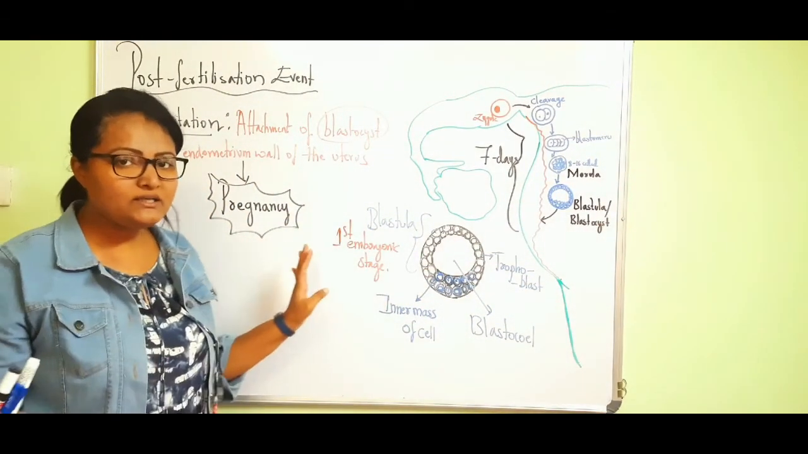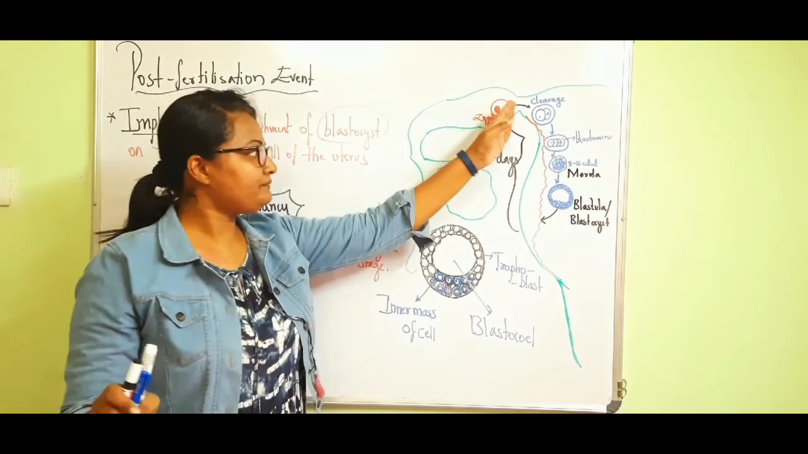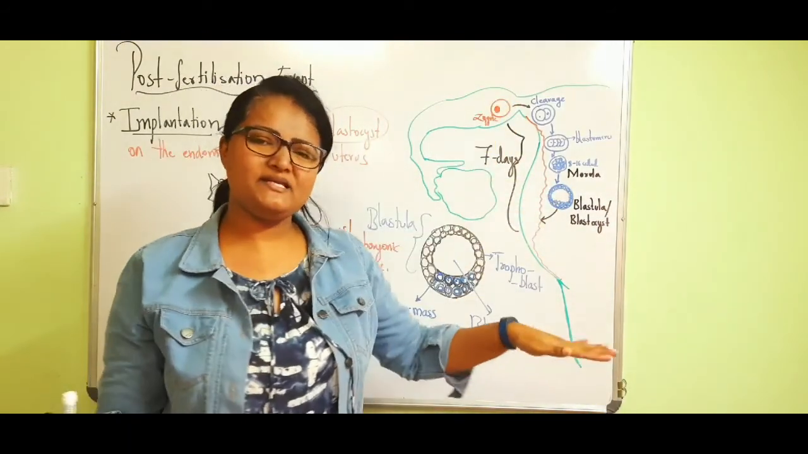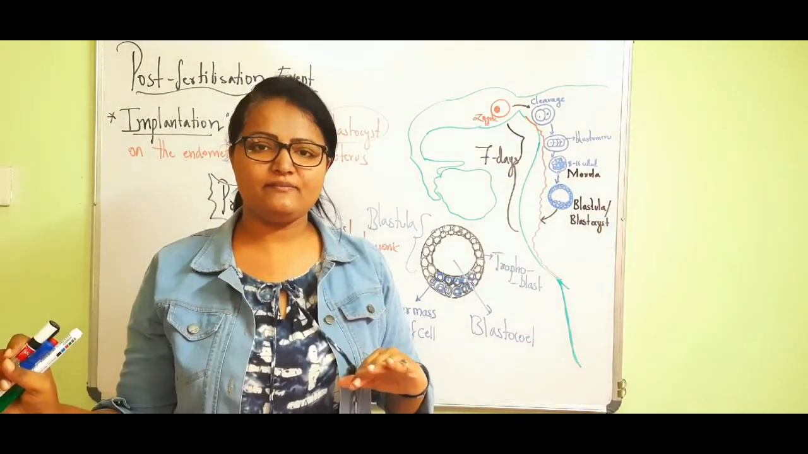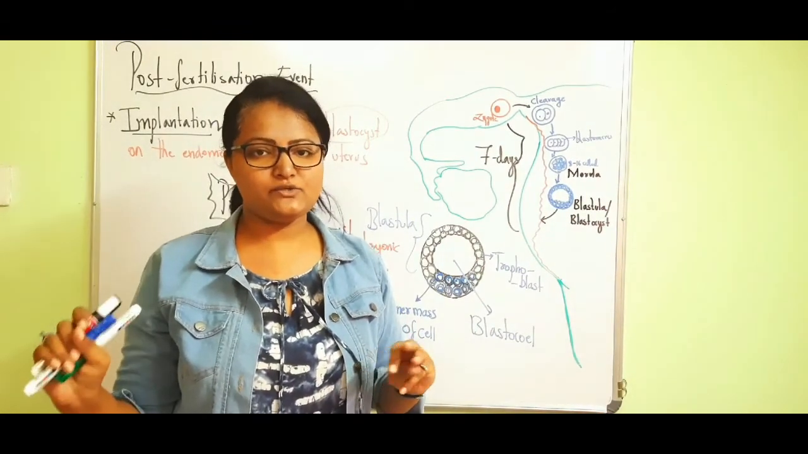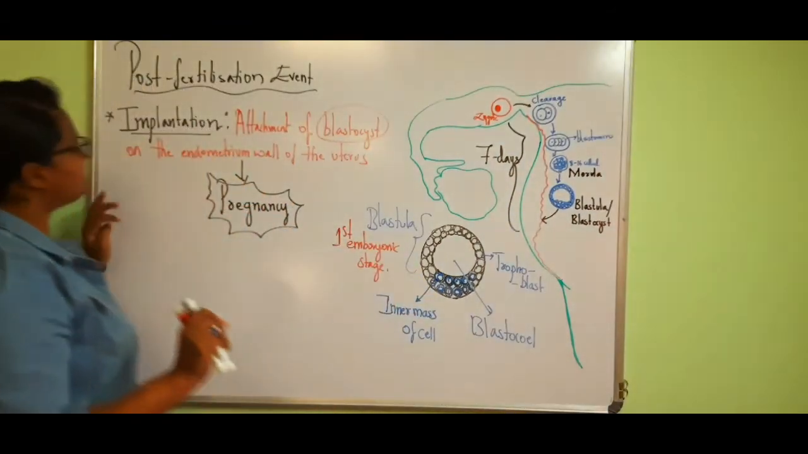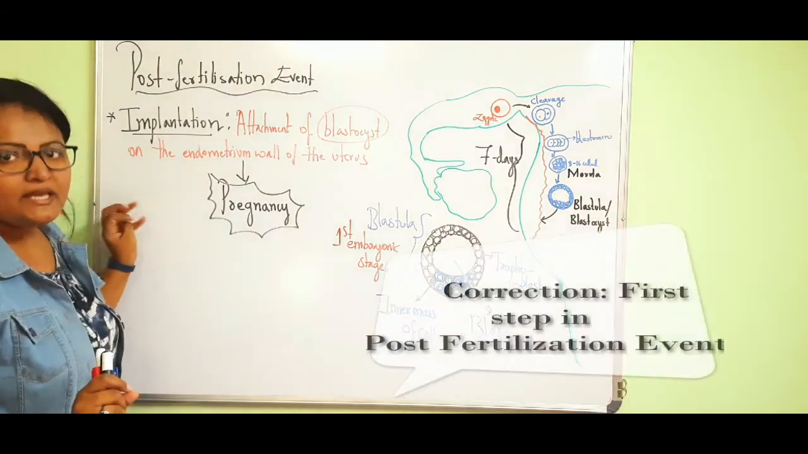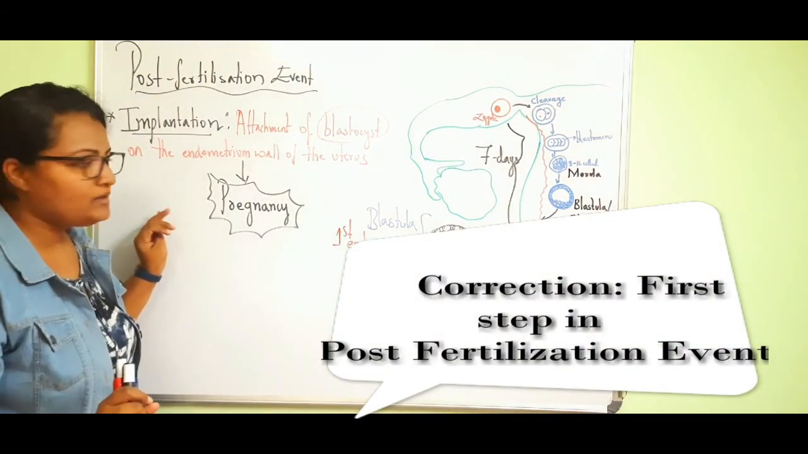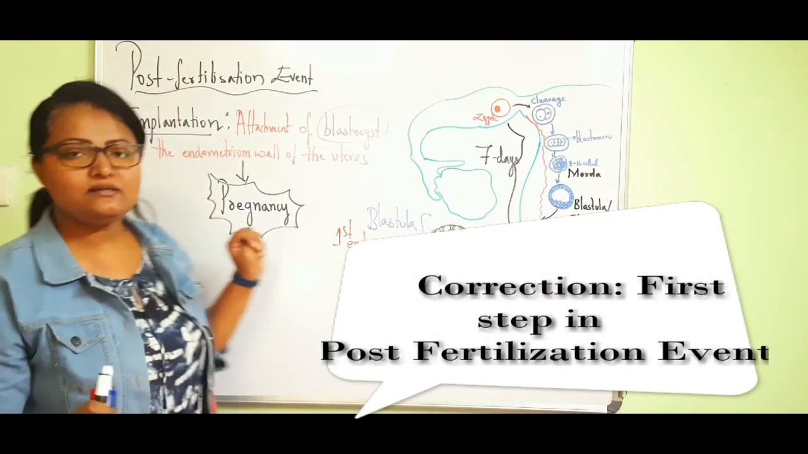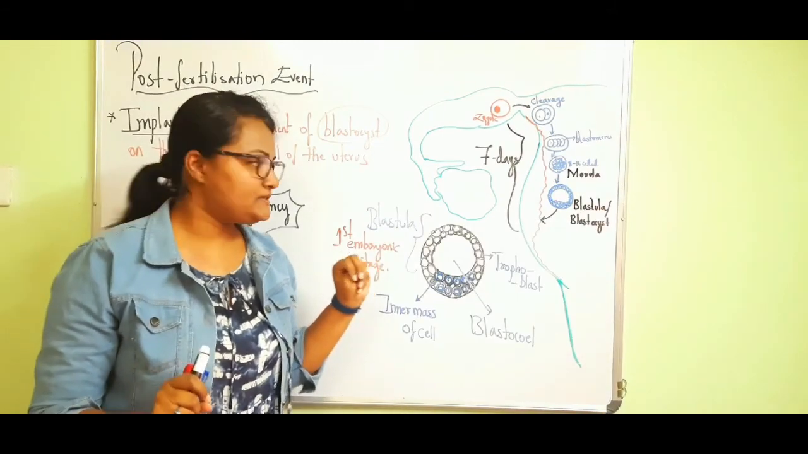If not, then what happens? The egg will be released, and the normal menstrual cycle will continue. Understood? This is the first step in the fertilization event. Okay, so next we'll continue with the next few steps.